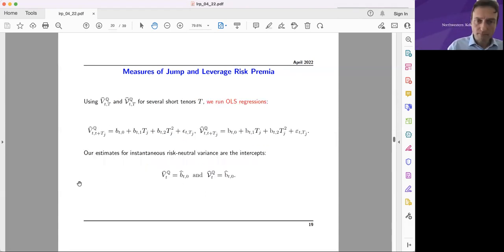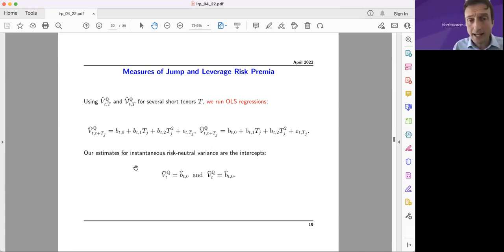Then, as I already alluded to, say that we are working at market close on each day, we will run a regression of the risk neutral variances against time to maturity. We will have an intercept, a slope, and a quadratic term, which we will control for but ignore and not make use of. So instantaneous risk neutral variances will be pinned down by the intercepts, the part that doesn't depend on time to maturity.